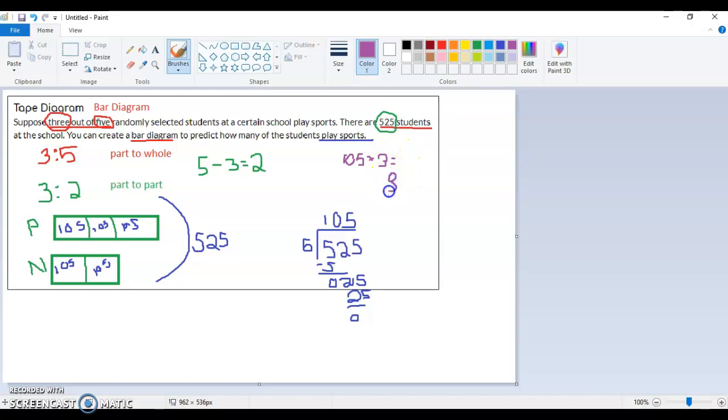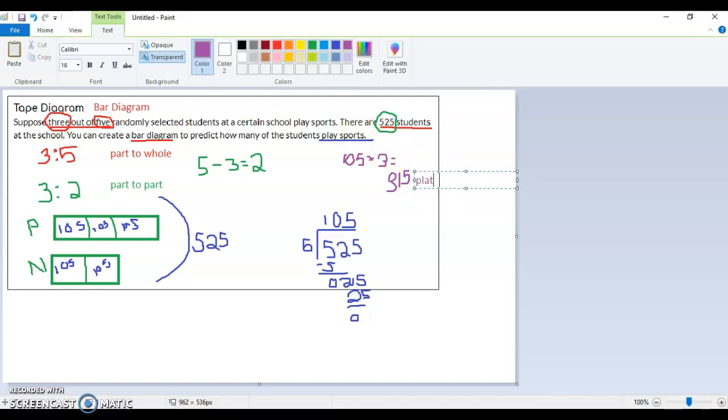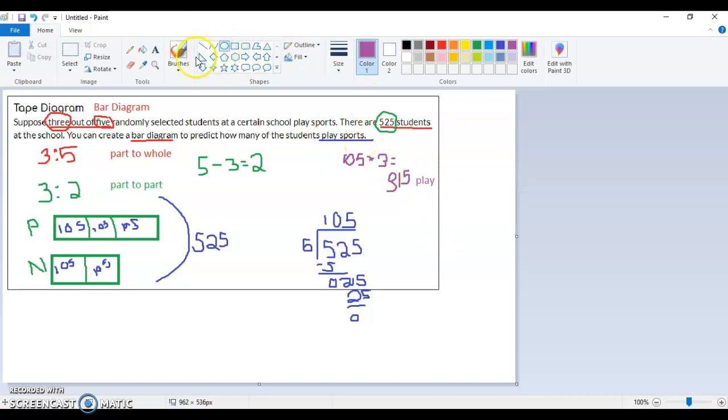That gets me 315, okay? 315 play. Then, of course, I have to circle it so Miss West knows I got the answer and where it is. Okay, let's go ahead and look at our next question.